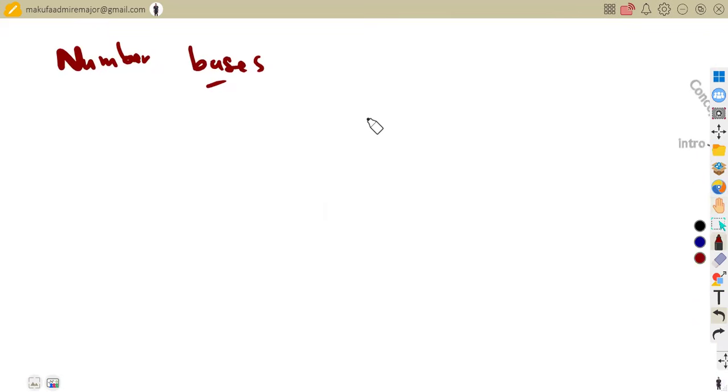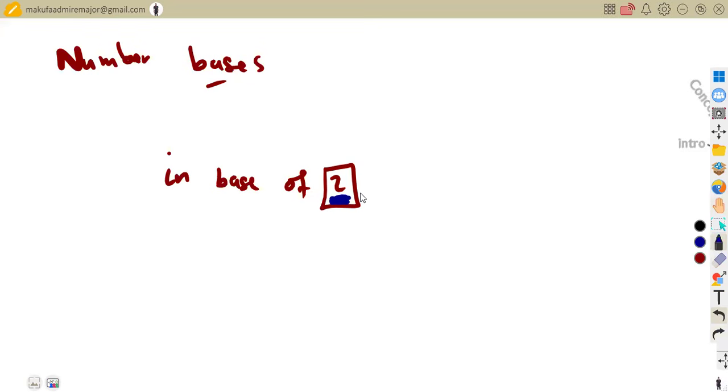A number can be given. Let's say I'm writing a number that is in base of 2. I'm having a number that is in what? In base of 2. So this is what I want you to understand. If you are given a certain number that is in base of 2, it means the values that we are going to have in base of 2 are supposed to be less than 2.